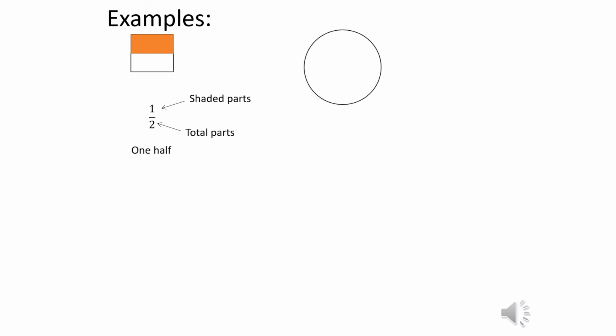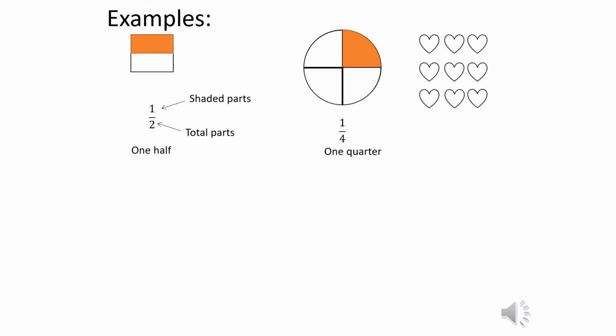Another example. Can you cut this circle into 4 equal parts? Yes, and I color one of them. Now can you give me the fraction that represents the colored part? Excellent, 1/4, and we read it one quarter. Another example, we have here 9 hearts and we color one of them. Can you give me the fraction that represents the colored part? 1/9, and we read it one ninth.